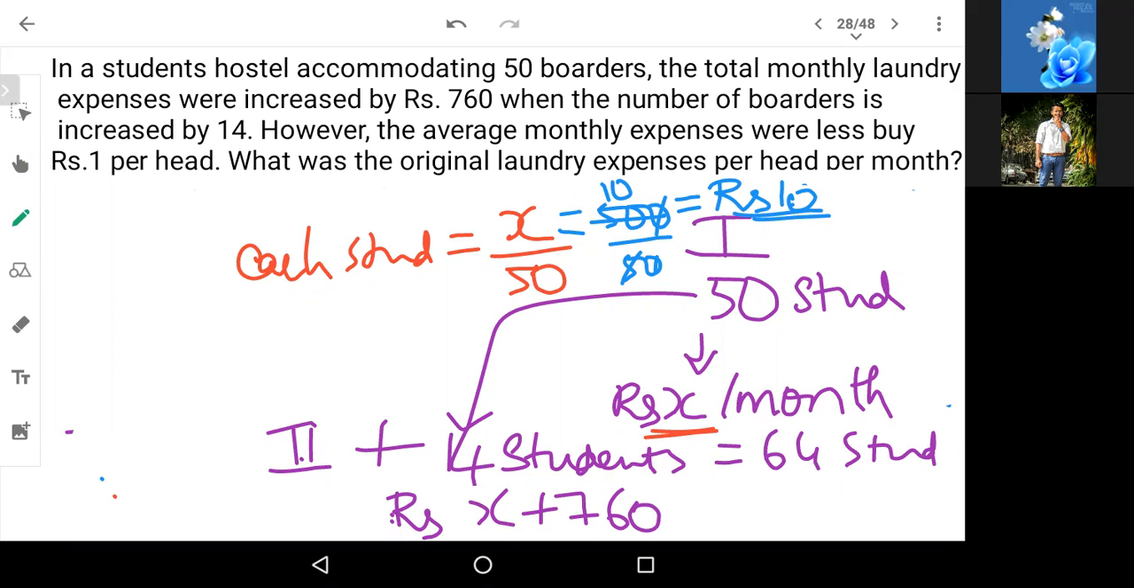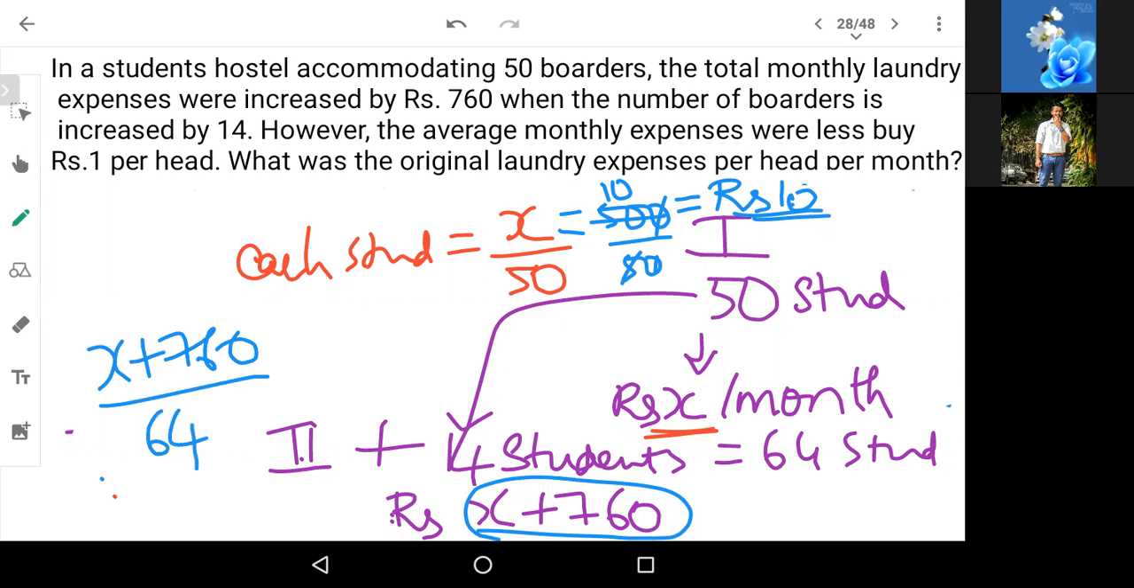And what is the price for the laundry? X plus 760 is the price. Now this, if I divide by 64, I am gonna get 1 rupee less. Suppose if I'm getting 10 rupees here, I'm gonna get 9 rupees for each of them.